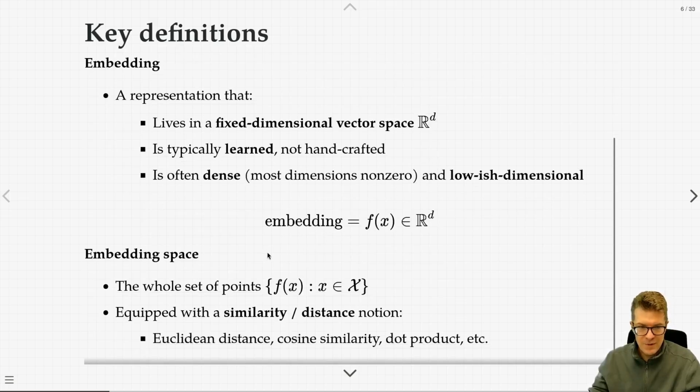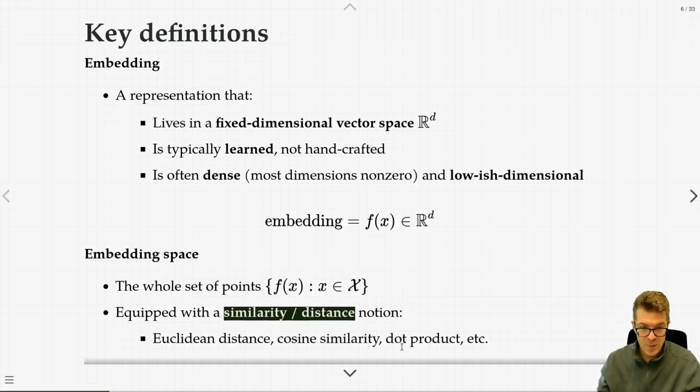So here's a little definition. For all of our points x that we could possibly have in our data space, there needs to be a function that transforms it into an embedding in our d-dimensional vector space. There should be a similarity or distance notion. Sometimes this is provided explicitly, sometimes it's an implicit emergent property of our embedding, and we'll see that soon. But Euclidean distance, the cosine similarity between points, the dot product, which is intimately tied to cosine similarity, and so on, are all ways in which we'll measure similarity or distance in embedding space.